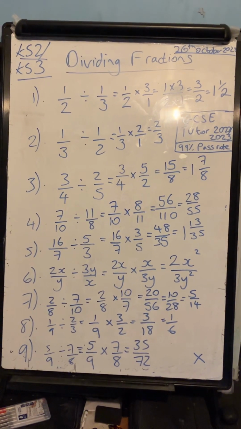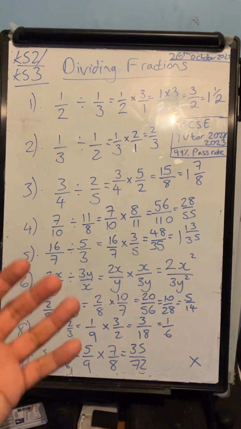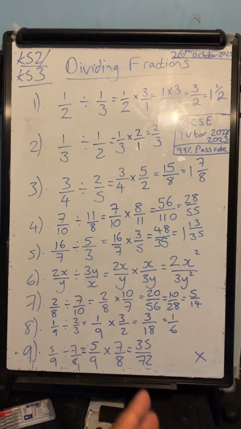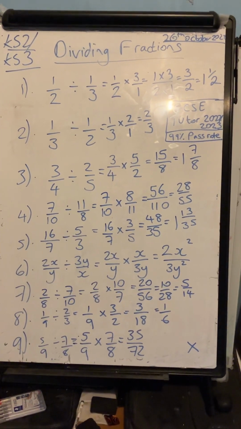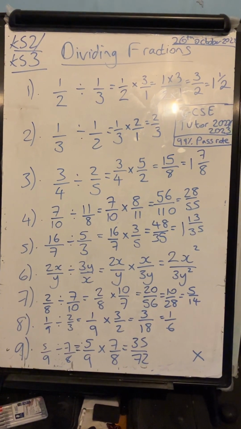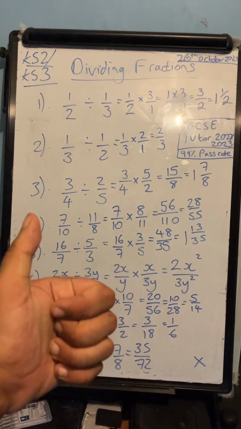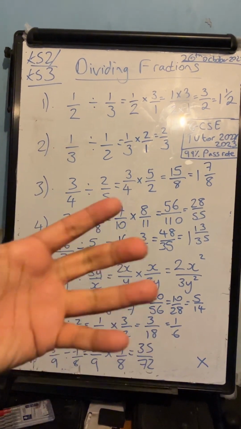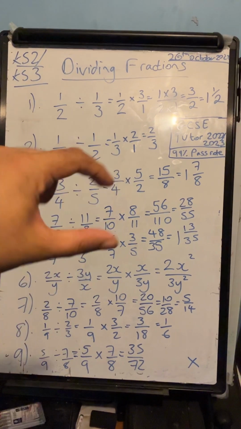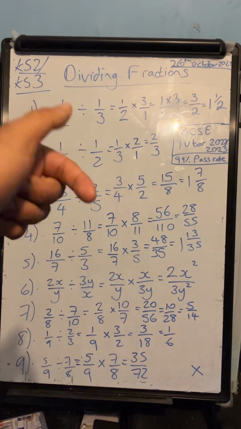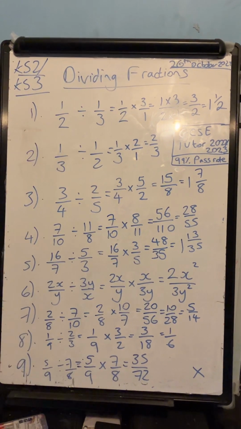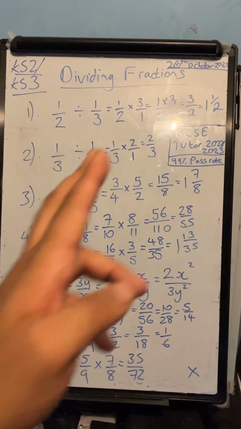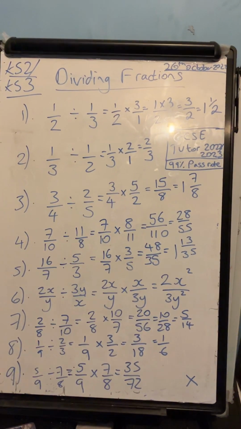Starting with question number 1. To divide fractions, the way I like to remember it, which sounds a bit cheesy and cliche, is using the KFC method. Keep the first fraction the same. Flip the second one, so you invert it, you find the reciprocal. And then you change the division to a multiplication.